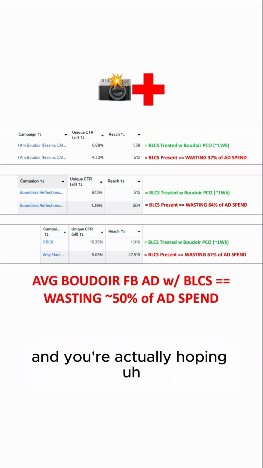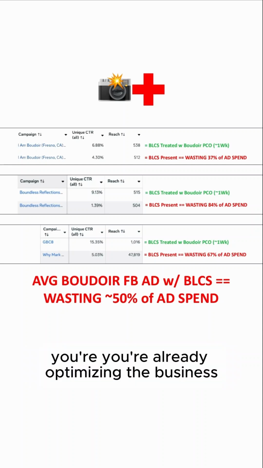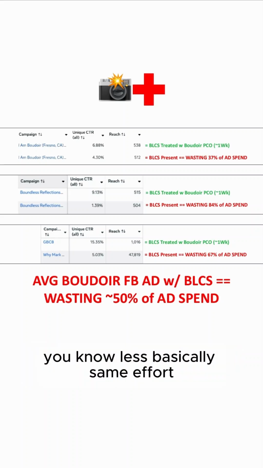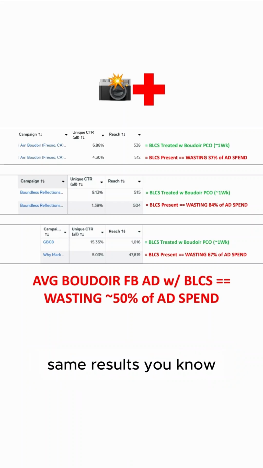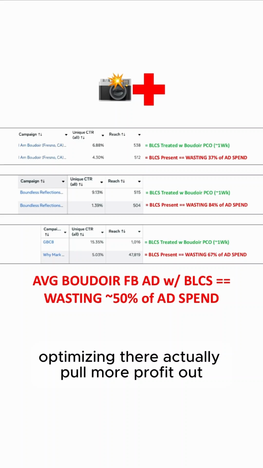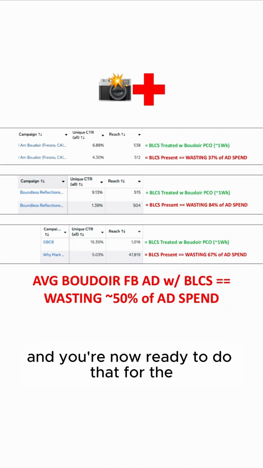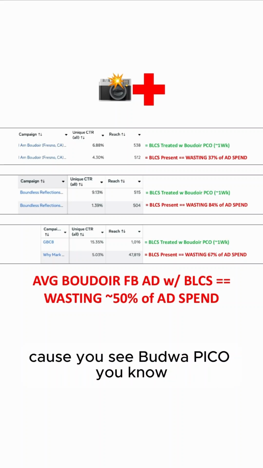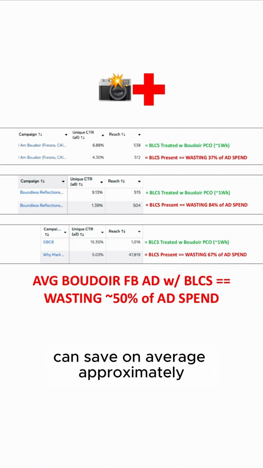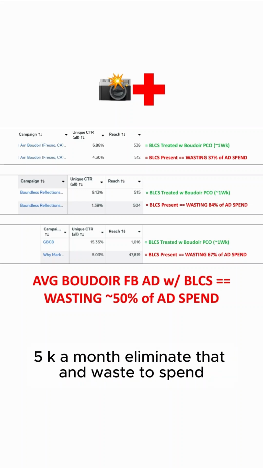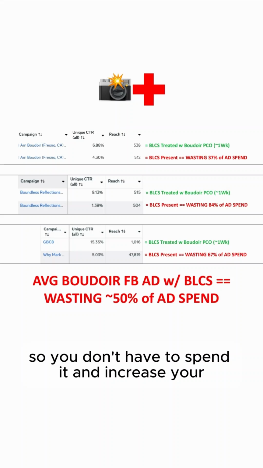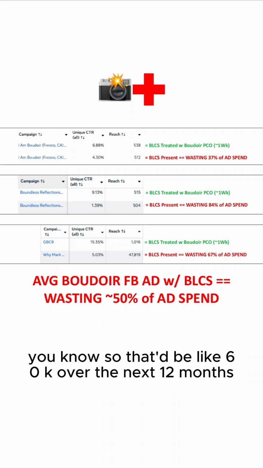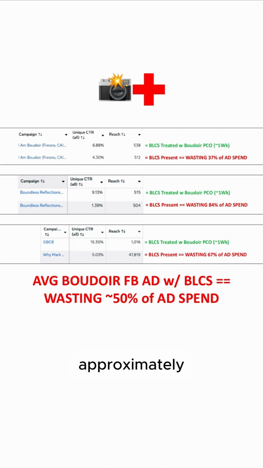And you're already optimizing other parts of the business. Less effort, same results, or same effort, more results. Optimizing there actually pulls more profit out. And you're now ready to do that for the Facebook ad part of your business, because you see Boudoir Pico, you can save on average approximately 5K a month. Eliminate that wasted spend, put that back in your pocket so you don't have to spend it. So that'd be like 60K over the next 12 months approximately.